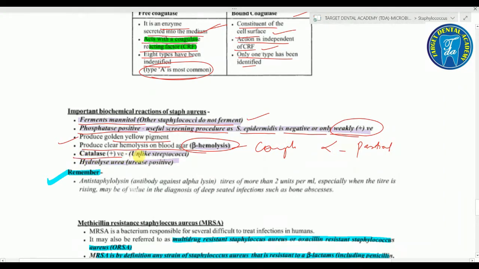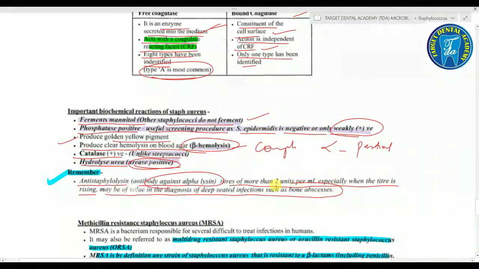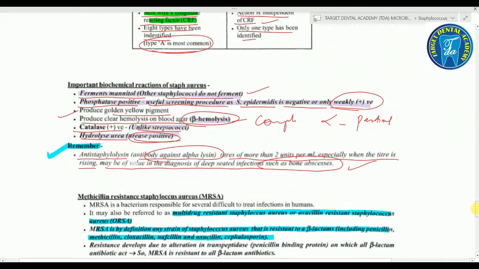Catalase positive, unlike the streptococci, hydrolyzes urea, which is urease positive. An important point to remember is that the anti-staphylolysin antibody against alpha lysin, with a titer of more than 2 units per ml, especially when the titer is rising, may be of value in the diagnosis of deep-seated infections such as bone abscesses.